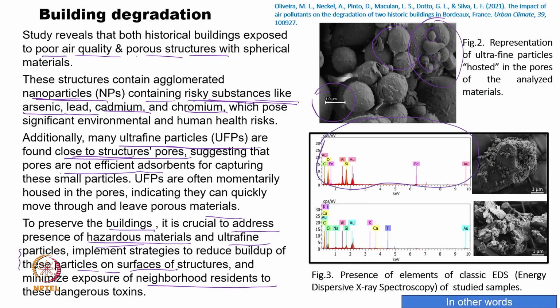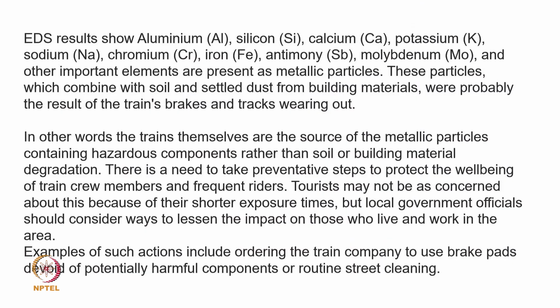Now, they have also shown the element structures using EDX, or they use the word EDS, energy dispersive X-ray spectroscopy, and these days we use something like XRD also. So, they have used this to understand what kind of particles are being created. What they have observed is that the EDX results show aluminum, silicon, calcium, potassium, sodium, chromium, iron, antimony, molybdenum, and other kinds of elements on those surfaces.